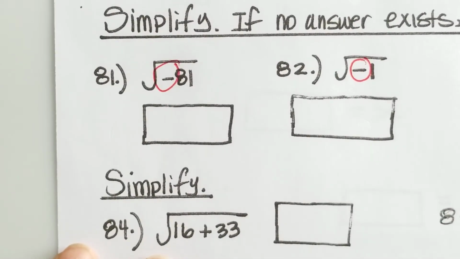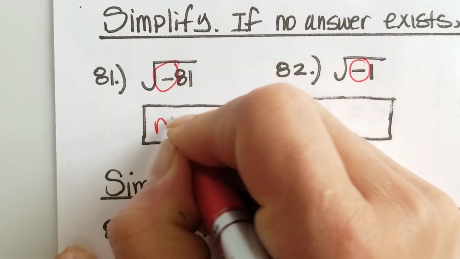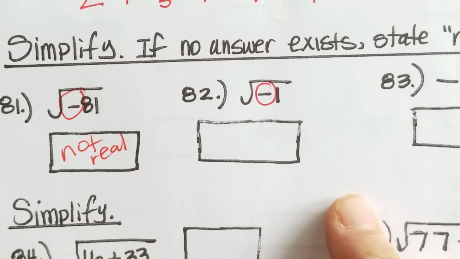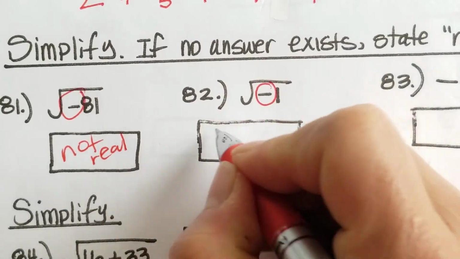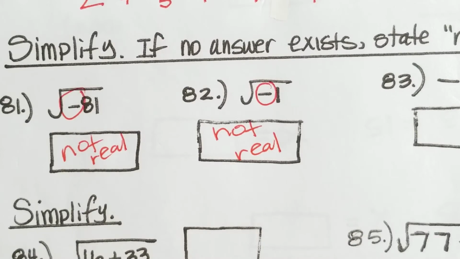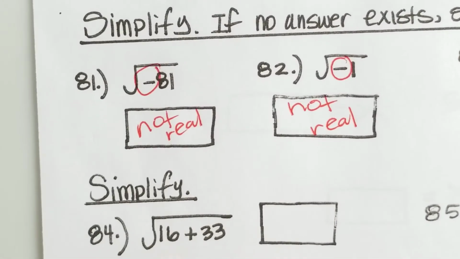So there is a negative inside this radical, so it's not real. How about the next one? A negative inside the radical, not real. Doesn't exist. And I'll just backtrack a little bit and explain why.